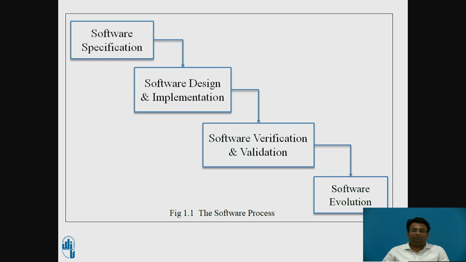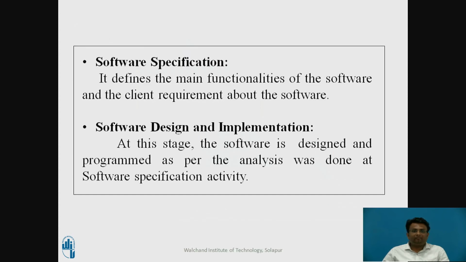And the software evolution. The software evolution is a lifelong process. A software is modified for the correction of errors which are generated when the software is put in a practical use. So software specification, it defines the main functionalities of the software and the client requirement about the software. A software design and implementation. At this stage, the software is designed and programmed as per the analysis which was done at the software specification activity.